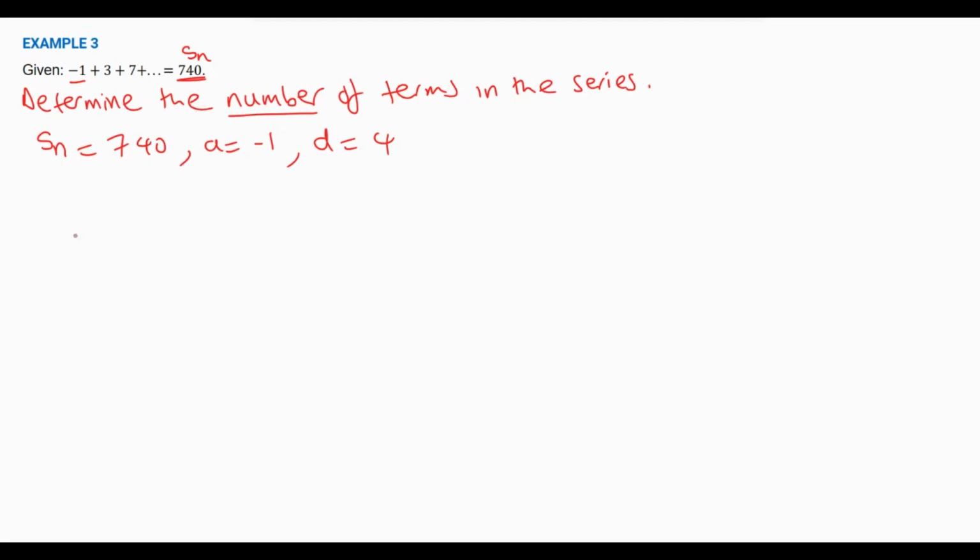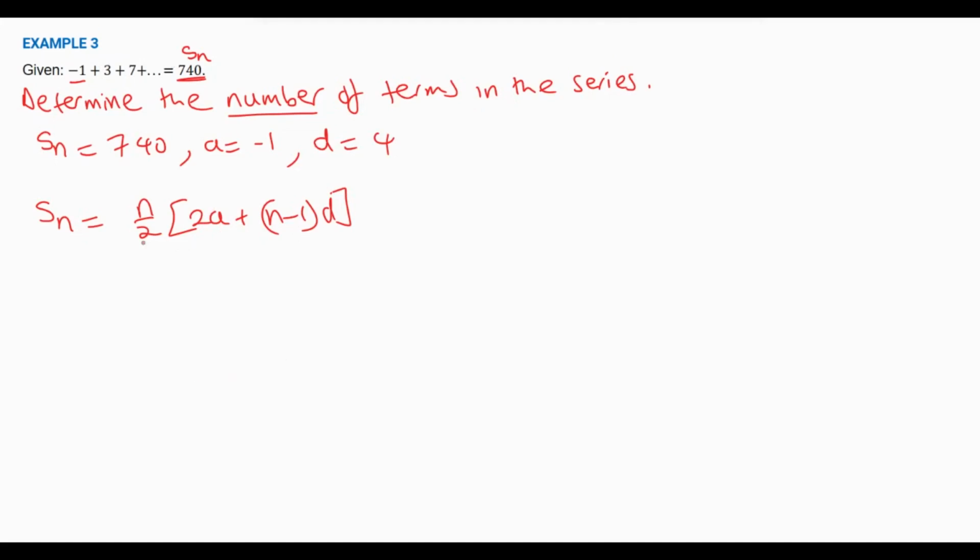So we use our formula. Sn is equal to n over 2, and then 2a plus (n minus 1)d. Right? Take note, if we're going to be finding n for an arithmetic series, you are going to get a quadratic equation. Remember that, okay? So you'll solve that using factorization, or you can use the quadratic formula.